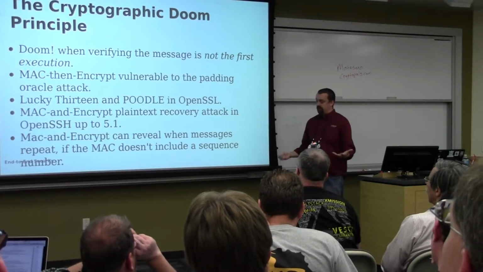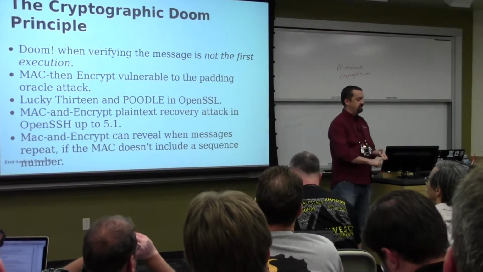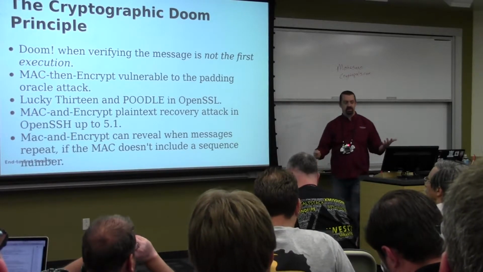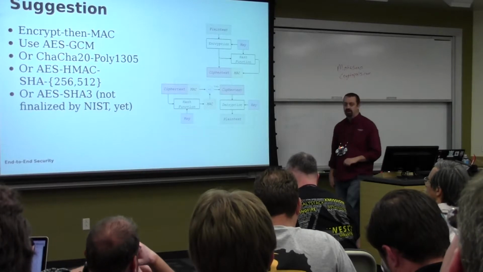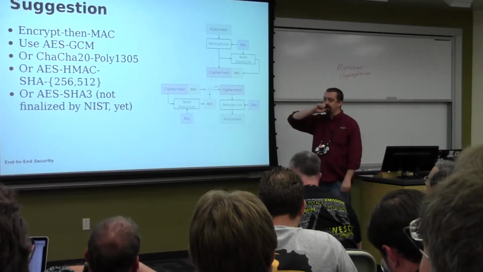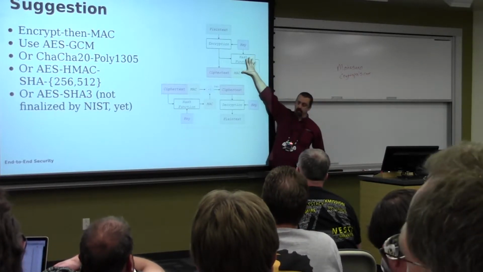So really, the cryptographic doom principle tells me that unless I am doing encrypt, then MAC, I'm setting myself up for problems. Right? I'm setting myself up for doom. So here is my suggestion. I would encrypt, then MAC. So here's our encrypt, then MAC algorithm, right?